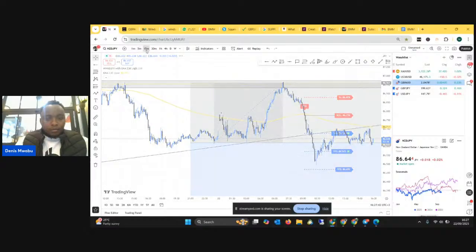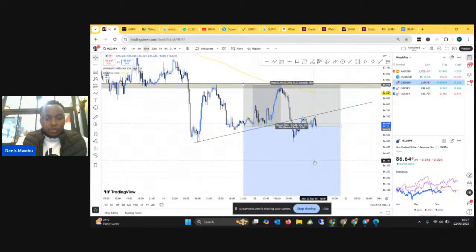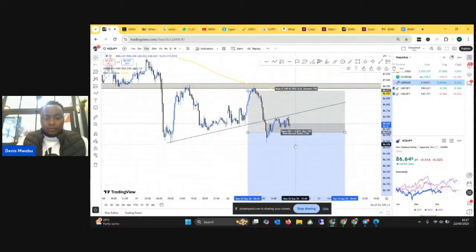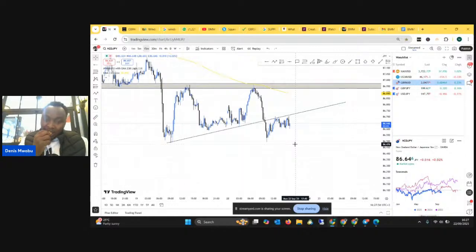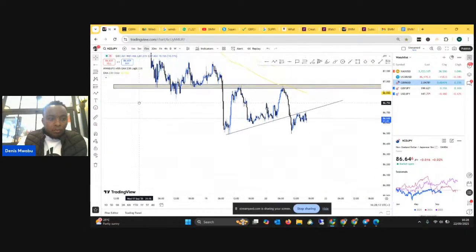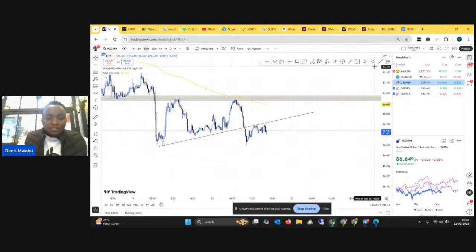NZDJPY, I think I'm in total agreement with this trade idea. We just need to have... So this is actually a good trade, guys.